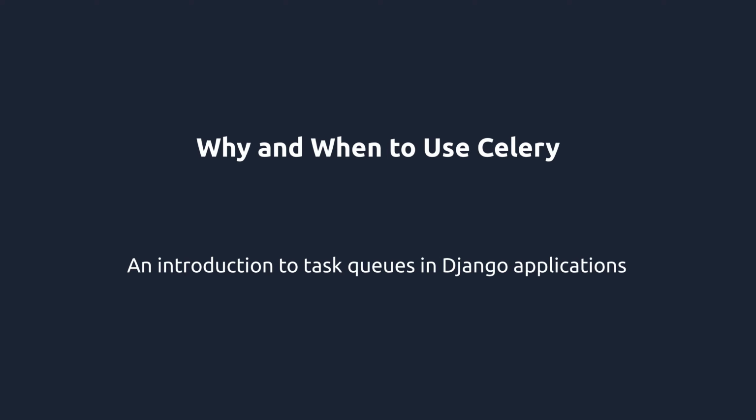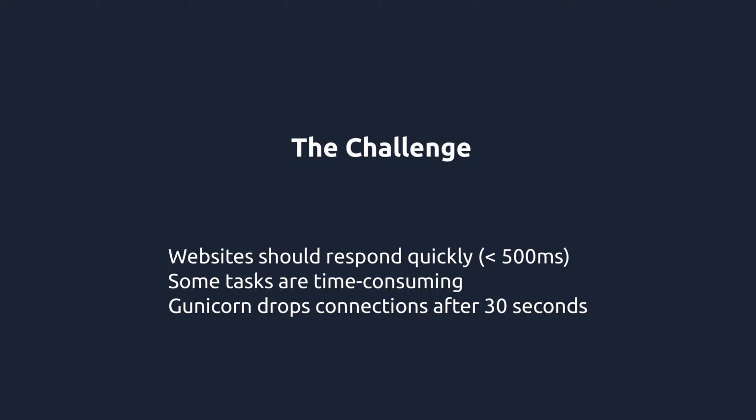Why and when to use Celery? While working with Django, most of our code focuses on responding to HTTP requests from browsers and other HTTP clients. It is important to respond to requests quickly. If a website takes longer than 500 milliseconds to respond, it can start to annoy users. A few seconds to generate a response is only acceptable in rare situations, such as submitting an e-commerce order. By default, Unicorn HTTP server drops the connection if a response takes more than 30 seconds.